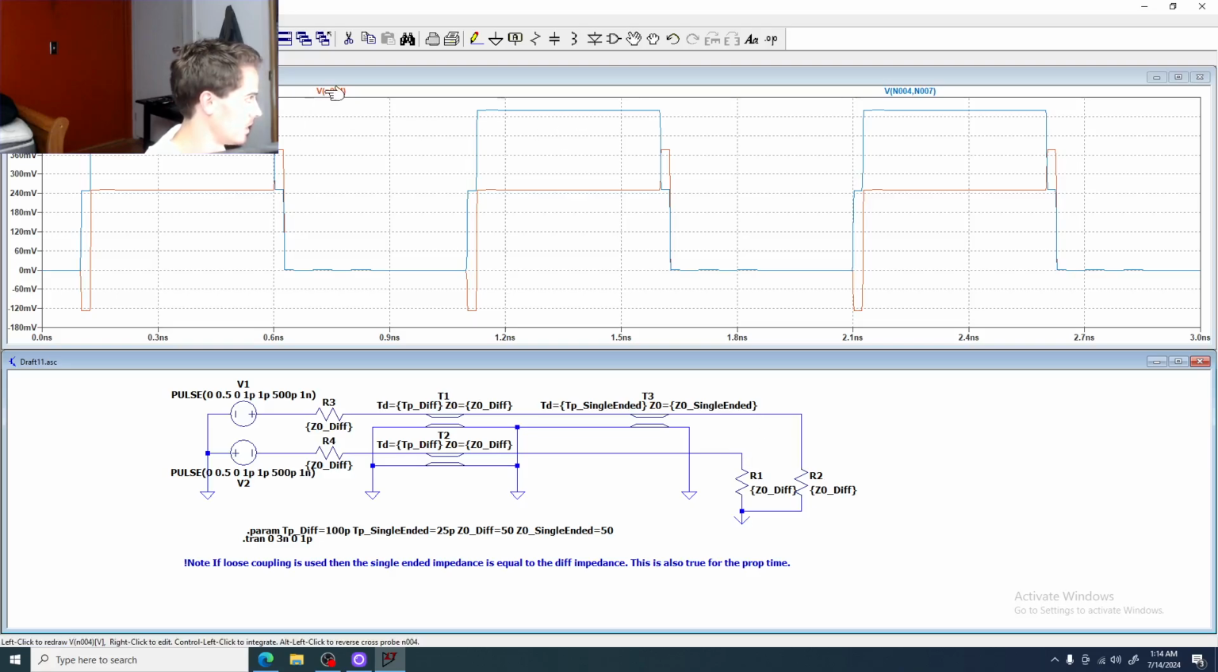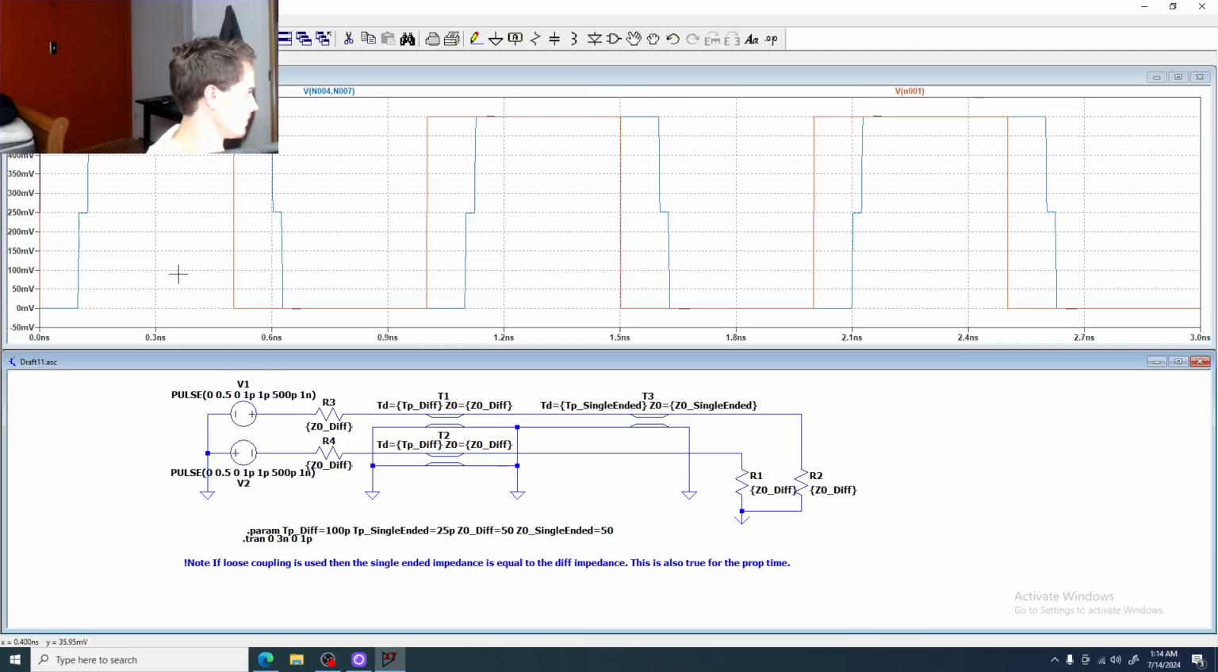whoops, I need to delete this. You have one of those waves come through, and it comes at a later time than the other wave. And what happens is that you get this weird staircase effect. And this becomes both a differential mode signal and a common mode signal. So it isn't purely differential mode anymore. It has some common mode part to it. And that's called mode conversion.